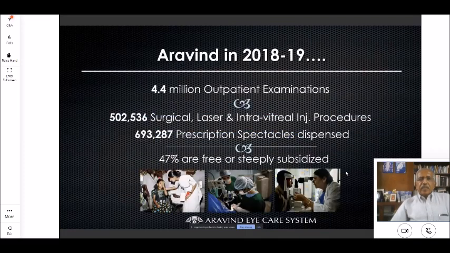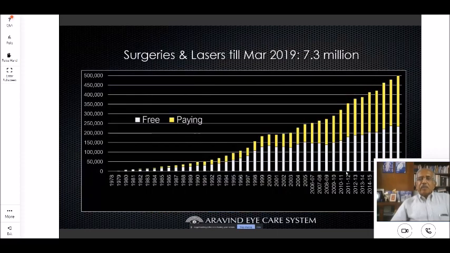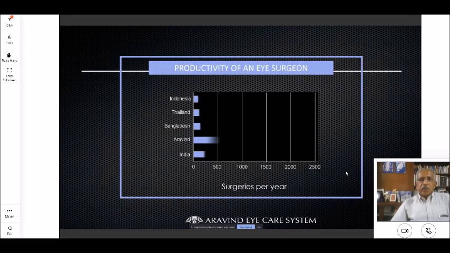These are the numbers for last year: about 44 lakh outpatient visits, more than 5 lakh surgeries, about 7 lakh glasses dispensed, and about half of them were given free or at a steep subsidy. I believe this way of working, which builds tremendous support and faith from the community, is what has kept us growing continually. We have done about 73 lakh surgeries cumulatively. And the processes that we follow have also made us very efficient in terms of productivity. This has had a big role in significantly reducing our costs and thereby increasing our margins and capacity to serve those who cannot pay.